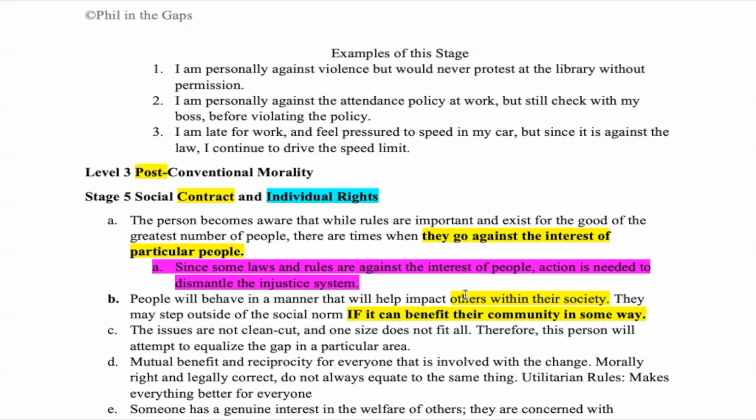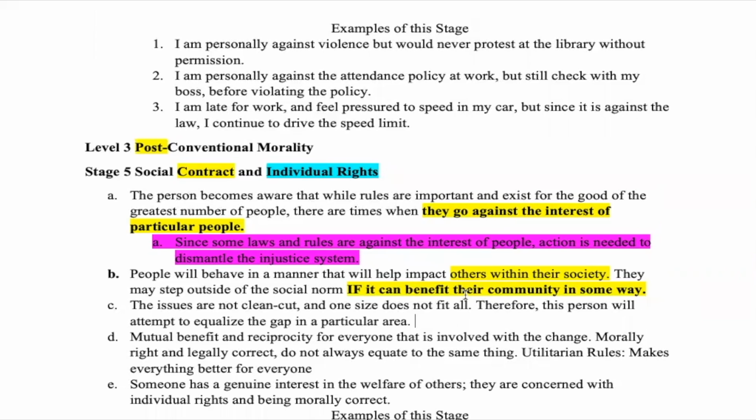So that's where somebody within this stage is going to have a genuine interest in the welfare of others. They are concerned with individual rights in being morally correct. They're not worrying about what society is saying. They're like, I'm going to pave my own way and I'm going to do what has to be done. I'm going to create my path. I'm going to pave it, and I'm going to allow for my community to get their needs met, even though the system may oppress them, even though the system may push back onto them. I'm still going to advocate and fight for the rights of the individuals within my community.